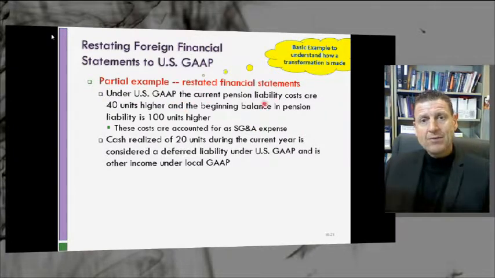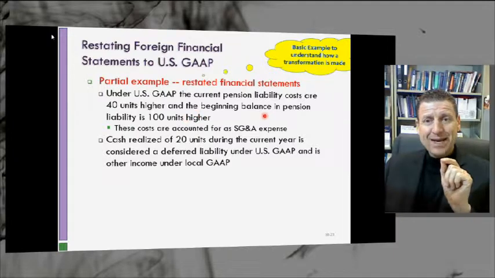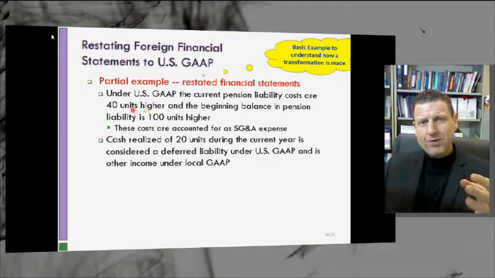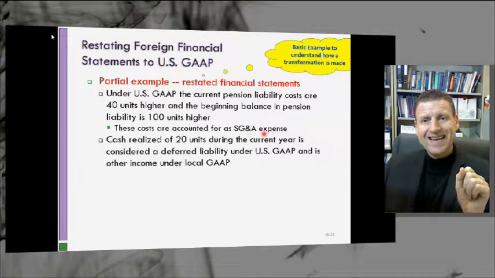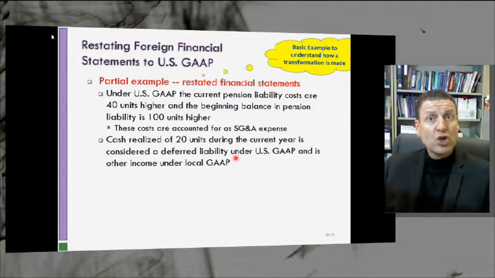Under US GAAP, the current pension liability costs are 40 units higher, and the beginning balance in pension liability is 100 units higher. So when we're referring to units, we don't mean US dollars, but we mean units in the foreign currency. So it could be any dollar amount, but we're just referring to them as units for now. These costs are accounted for as sales, good, and administration expense. Next, cash is realized of 20 units during the current year, and it's considered deferred liability under US GAAP, and this other income under local GAAP.